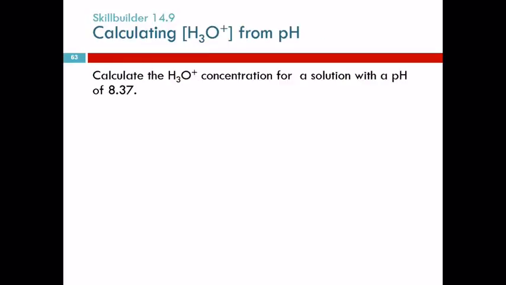Calculate the hydronium ion concentration for a solution with a pH of 8.37. So we're going to use this, the hydronium ion concentration equals 10 to the negative pH. So I'm going to take 10 and raise it to the power of the pH with a negative sign. So 10 to the minus 8.37. Then the question is, okay, fine, I wrote that on my paper. How do I tell my calculator to do that?